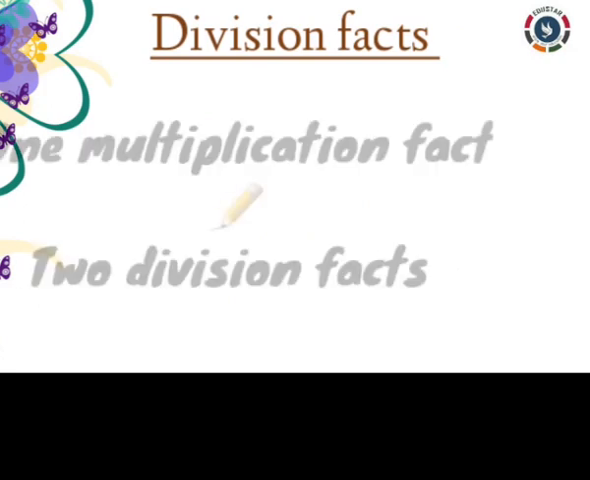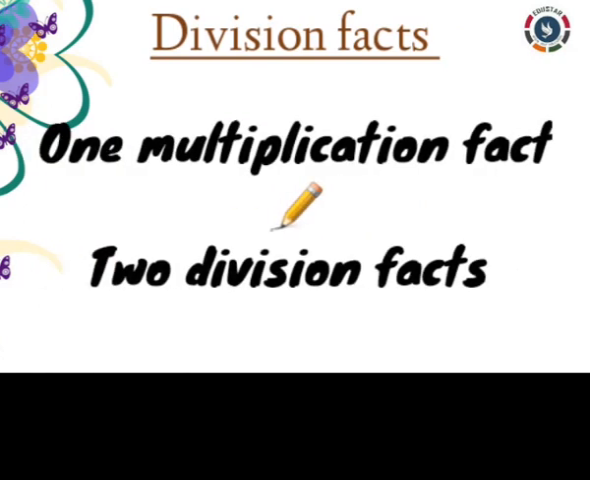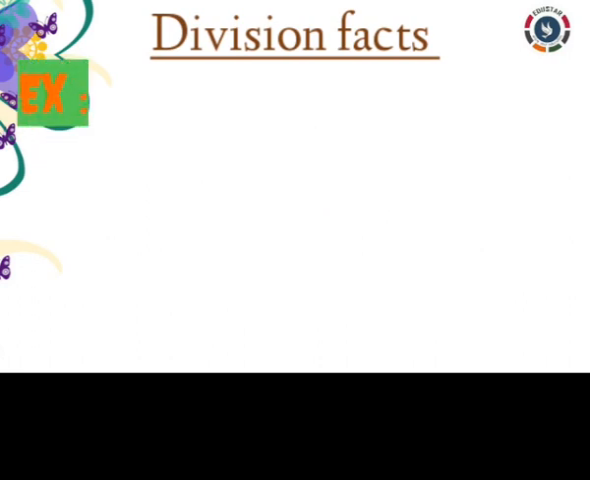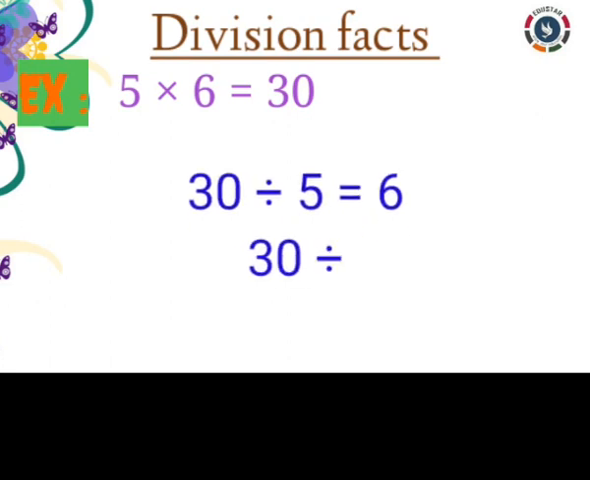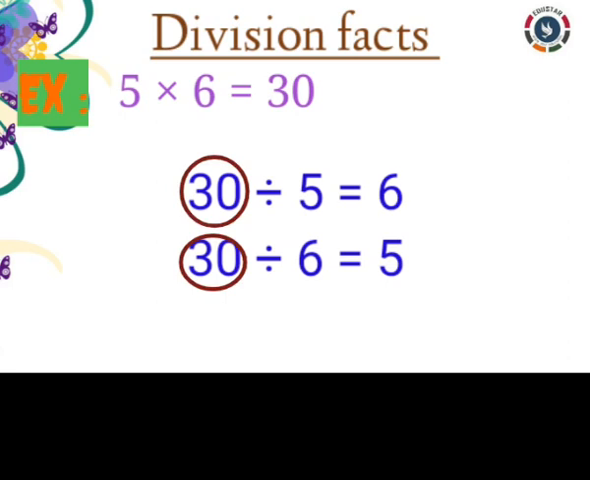Next, let's see how to write the division fact. We know already, for one multiplication fact, we can write two division facts. For example, 5 sixes are 30. The division facts are 30 divided by 5 is equal to 6. 30 divided by 6 is equal to 5. Always we write the bigger number at first.